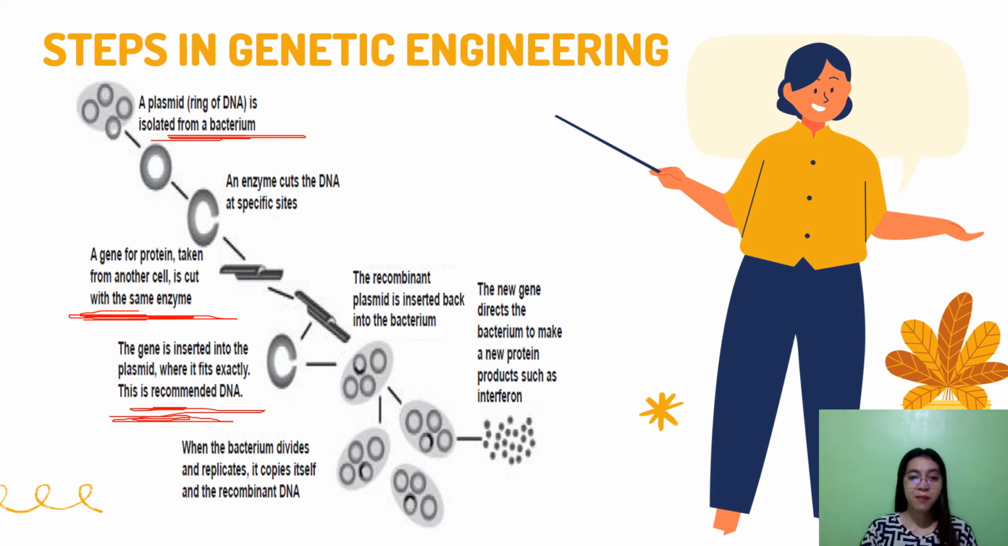The recombinant plasmid is inserted back into the bacterium. So the new gene directs the bacterium to make a new protein product such as interferon. When the bacterium divides and replicates, it copies itself and the recombinant DNA.